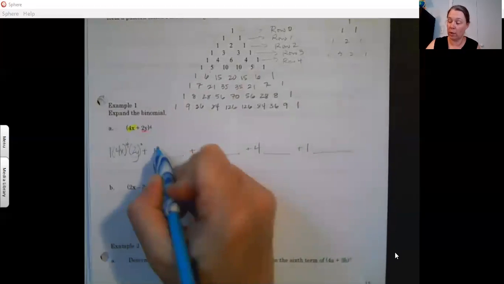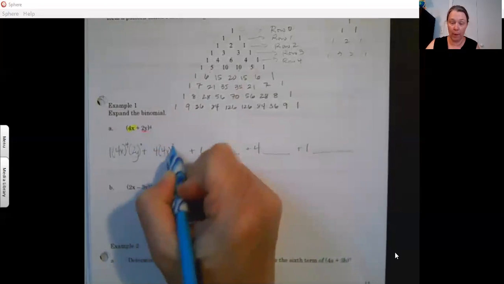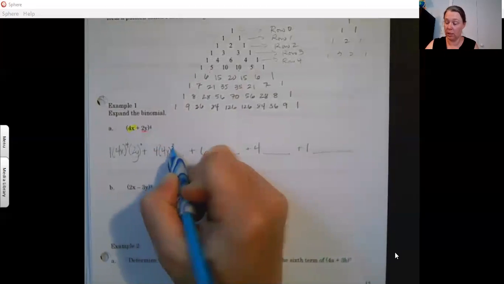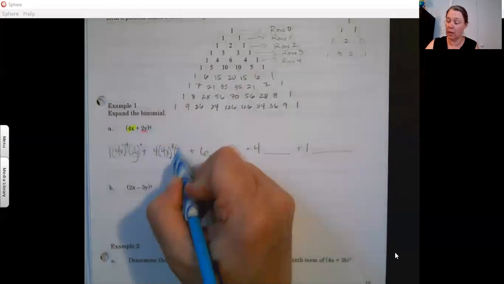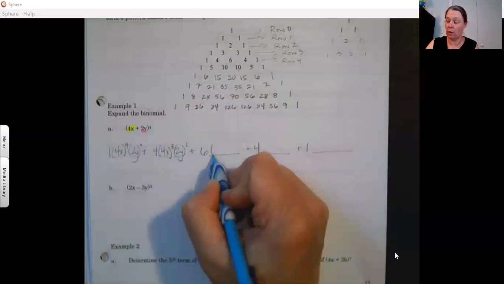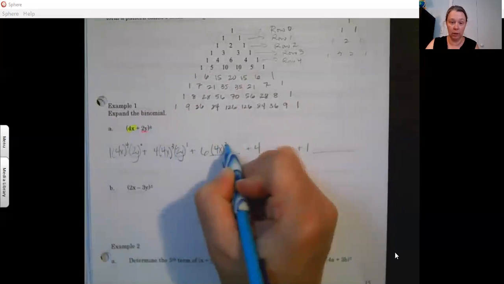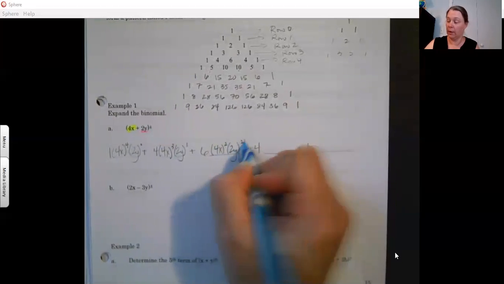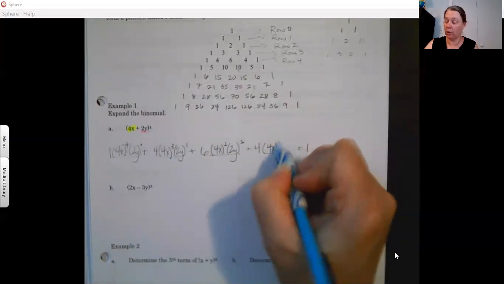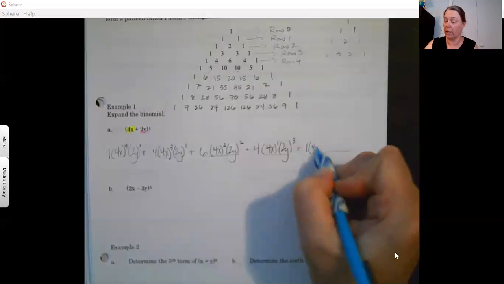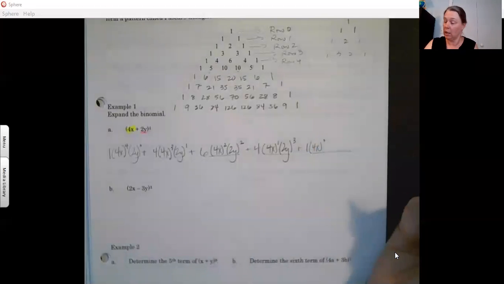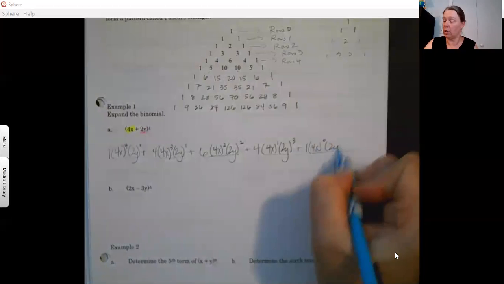Now in this term, it's going to be 4x to the 3rd power, right? The x's decrease, or whatever this first thing is decreases, the second thing increases. This will be now 2y to the 1st. In this one, it will be 4x to the 2nd, and then 2y to the 2nd. And then here, 4x to the 1st, and 2y to the 3rd. And then here, it's like 4x to the 0. Again, you don't really need it. And then 2y to the 4th.